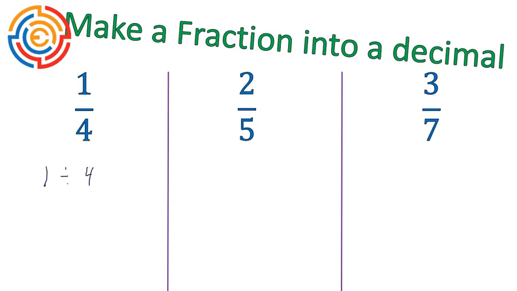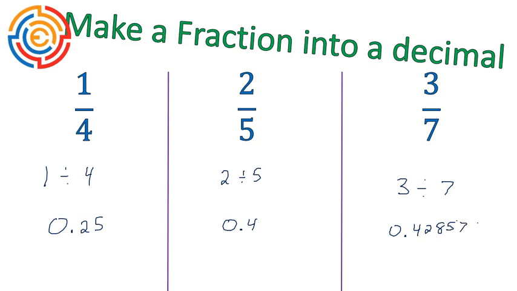You can solve this using long division, or you can use a calculator. I really don't care. Either way, you'll end up with 0.25 for this one. When we take 2 divided by 5, we will get 0.4. And when we do 3 divided by 7, you're going to get something really strange. 3 divided by 7 will give you 0.42857. Yeah, I did this one on my calculator. 429. Anyway, you see, that's how you make a fraction into a decimal.